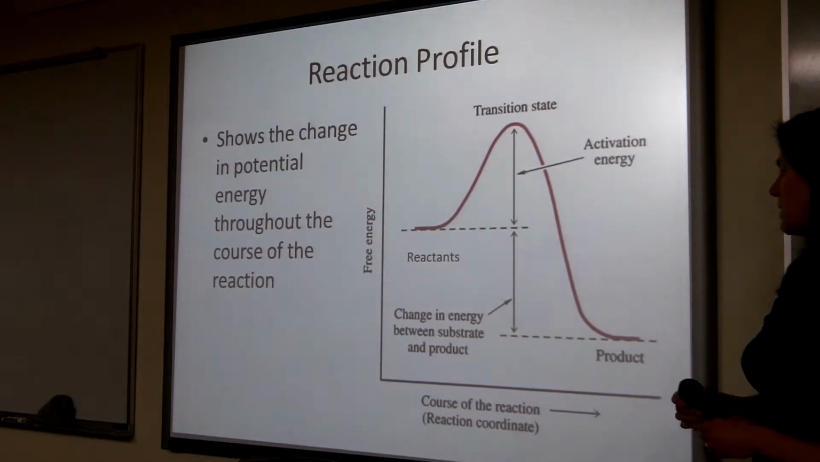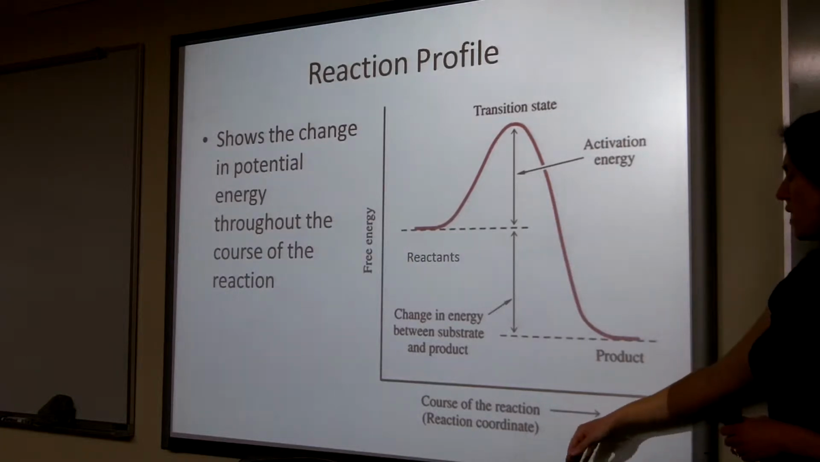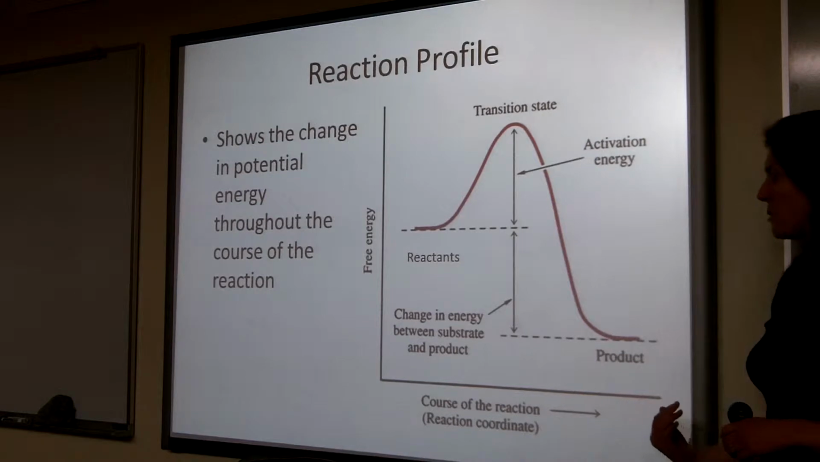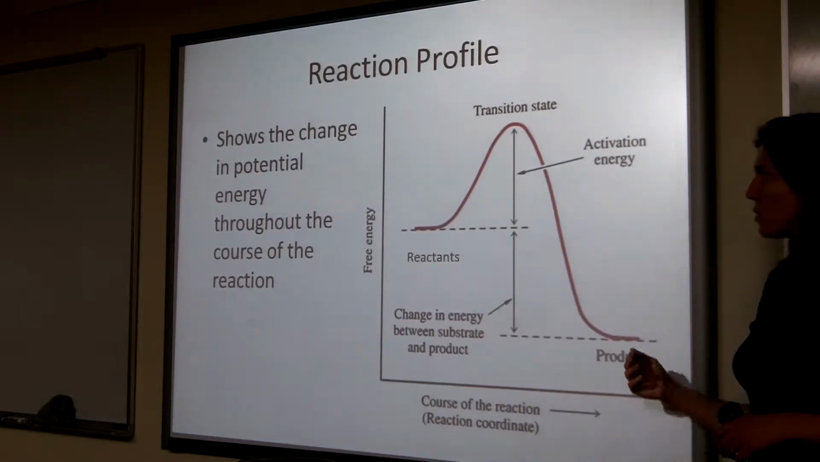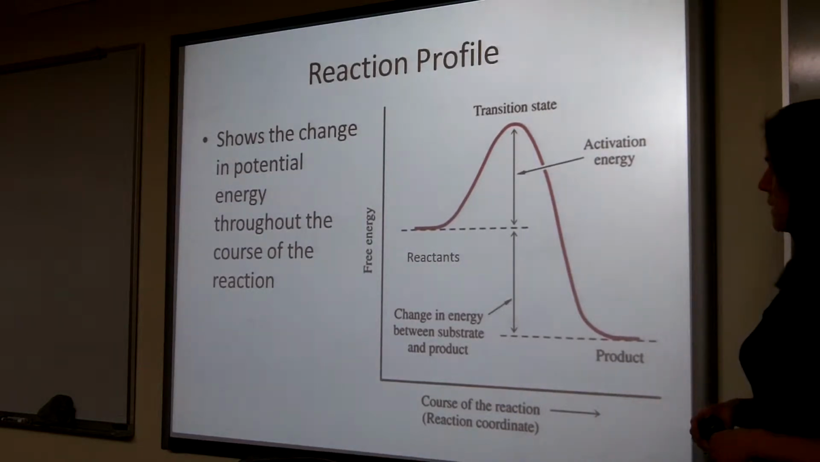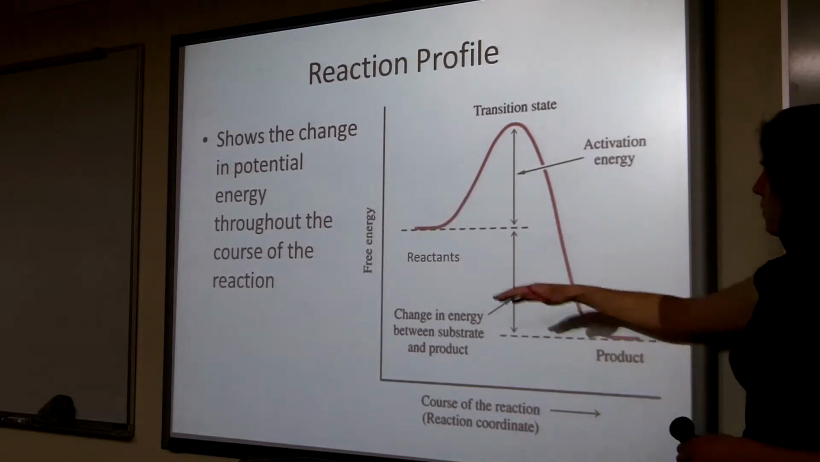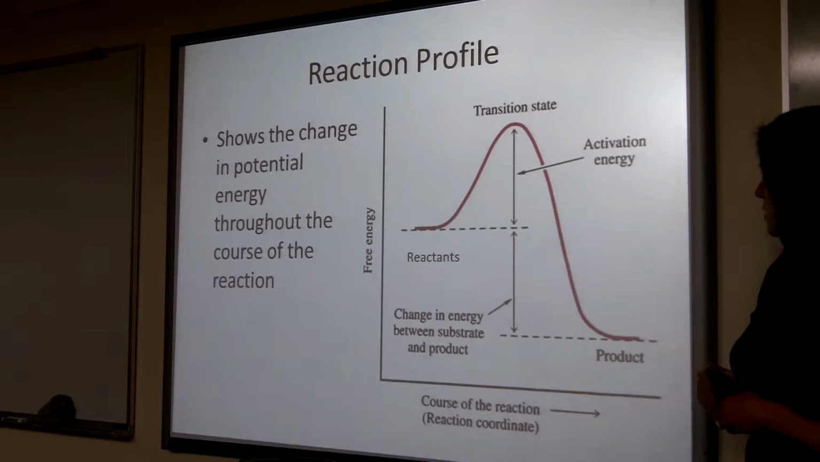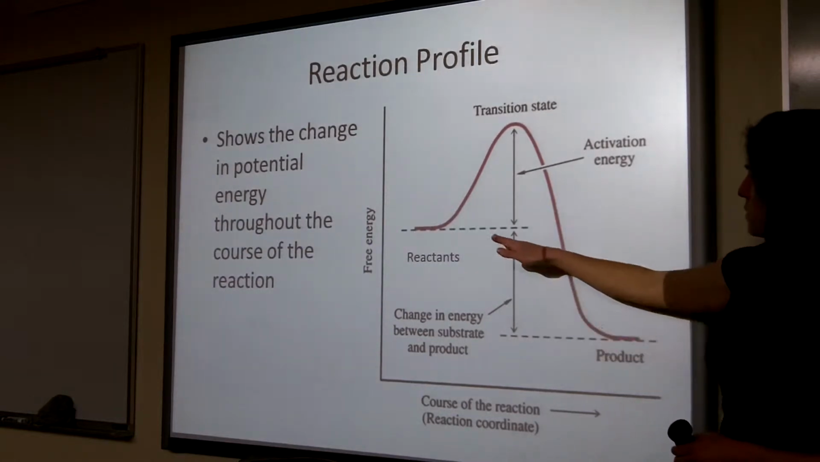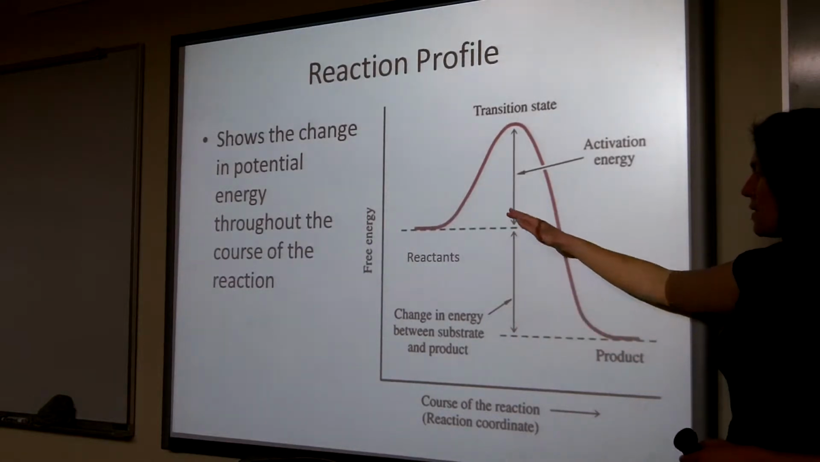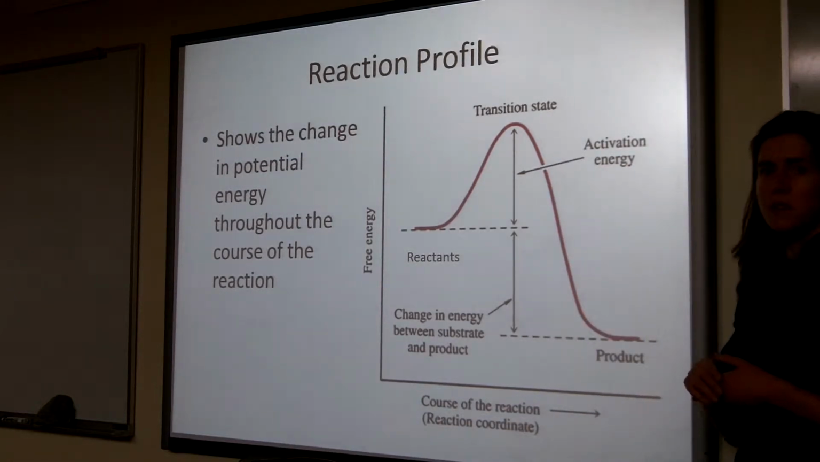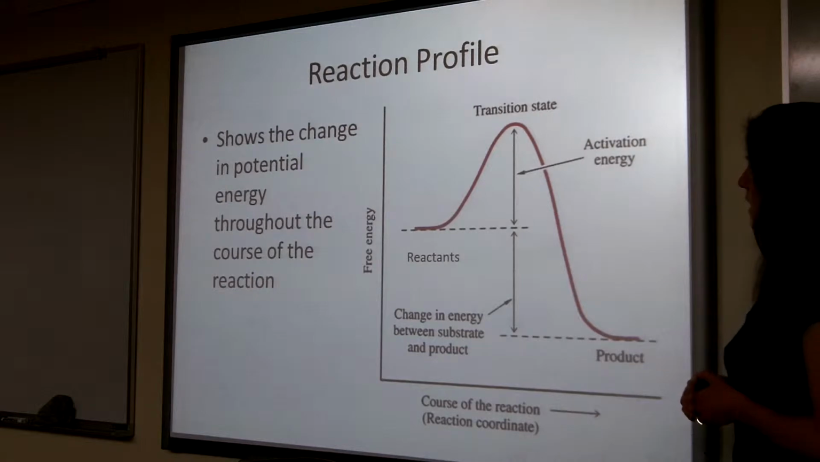So the x-axis, they might call it the reaction coordinate or course of the reaction, or you can think of it as like time. So as the reaction goes, what happens to the energy? And you will notice that in this case, this beginning part shows the energy of our reactants. This end part shows the energy of our products. So the difference between the reactants and the products is our change in energy throughout the reaction. We will call that delta H later, the heat of the reaction.